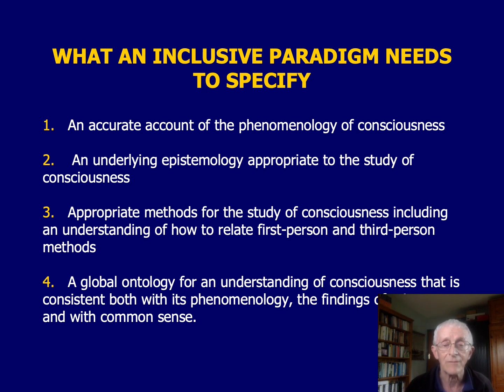Then, of course, one has to develop appropriate methods for the study of consciousness, and in particular an understanding of how to relate first-person methods in consciousness studies to third-person methods. And that, of course, has been the subject of much of this conference. And then finally, one would hope to develop a global ontology, a system of understanding of consciousness within the context of the other things that we want to understand in the world, how consciousness relates to brains, how it relates to external physical reality, and so on.